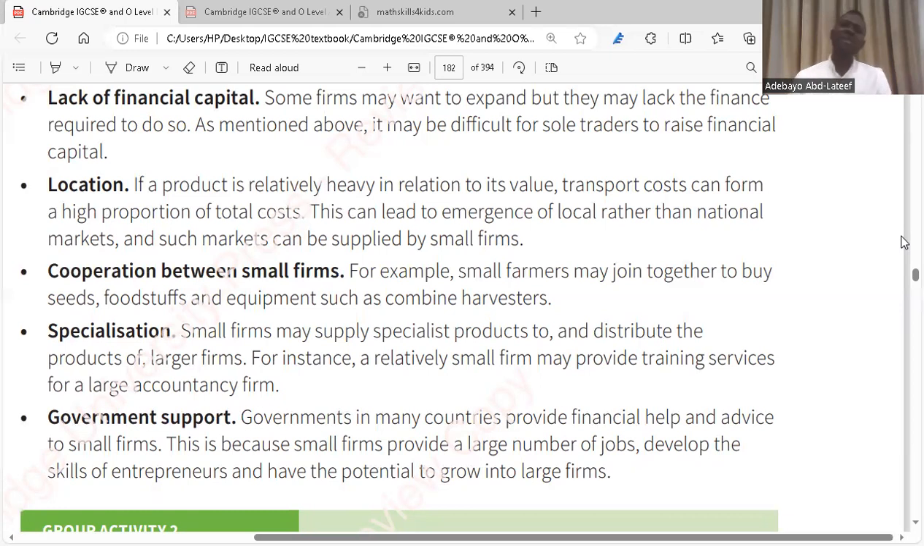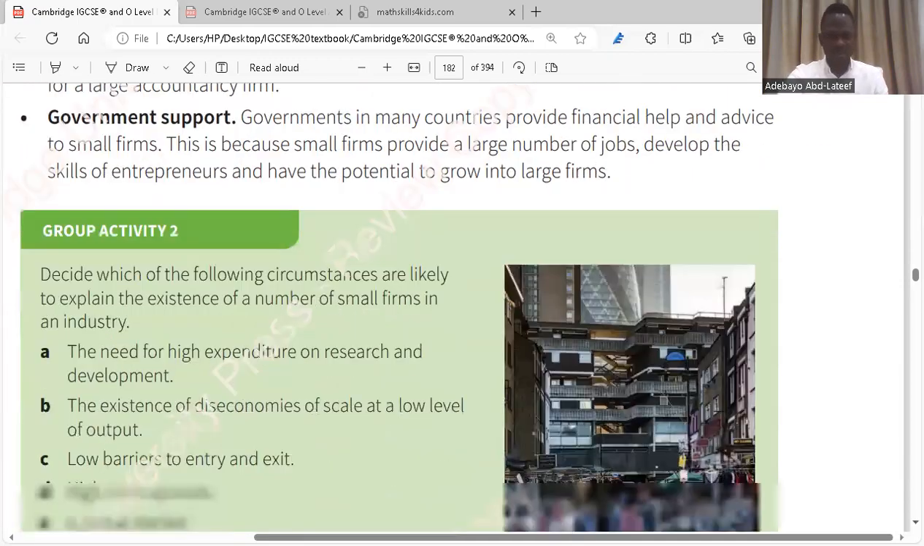The last one is government support. If government in an industry helps smaller businesses, a lot of small businesses will set up in that industry. They know that when they set up, government will help them. So a lot of small firms will come up as a result of government financial help, like subsidy. So these are the reasons why some businesses will remain small. Is it clear? Any question about that?